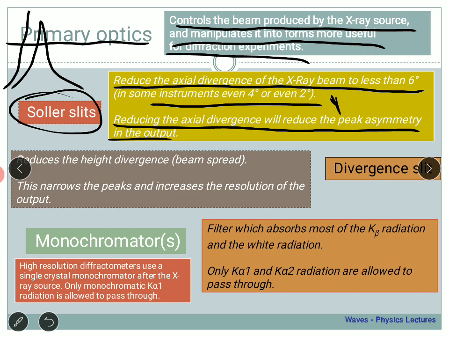So it's something like this. Okay, so this is more asymmetric, this is more symmetric in nature. So we need a symmetric peak, and then we use the solar slit for that. Okay, what does the divergence slit do?